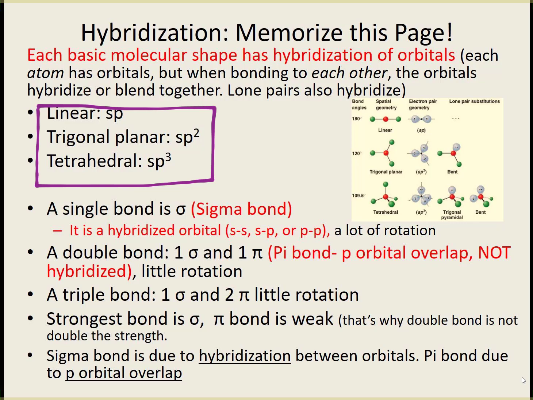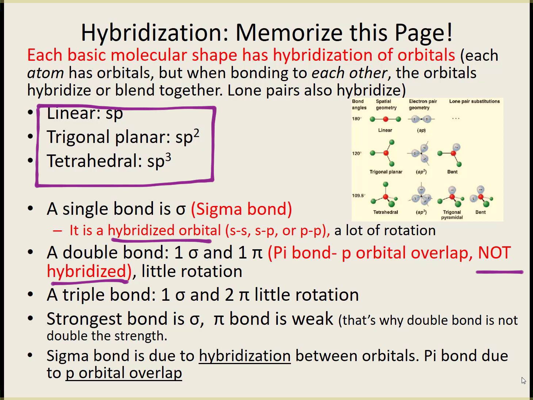And there's a lot of rotation in a single bond, so it can actually twist and move along that single bond. A double bond is a combination of one sigma bond and one pi bond. Now, your sigma bond, that is a hybridized orbital. But your pi bond is not hybridized, and that's important. Sometimes they do ask that.